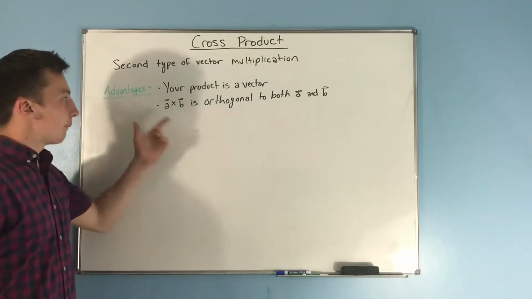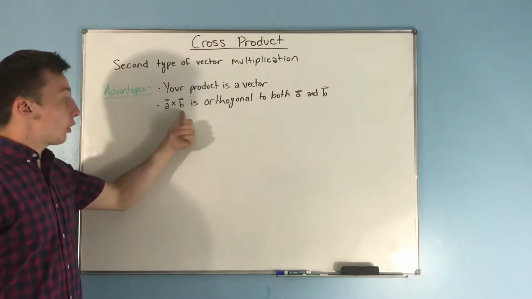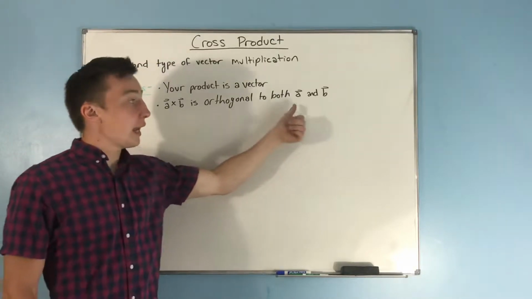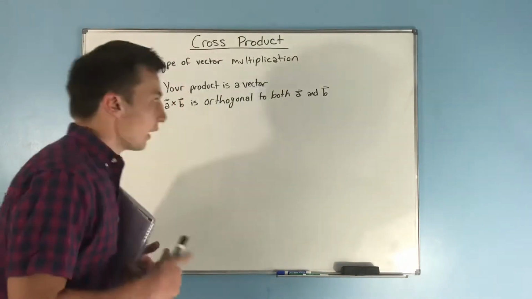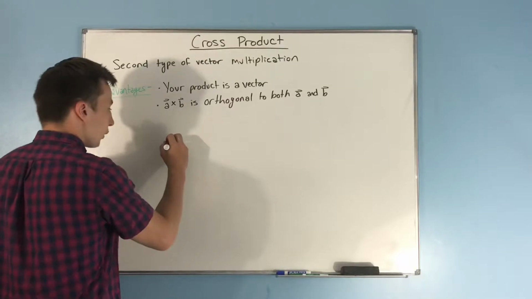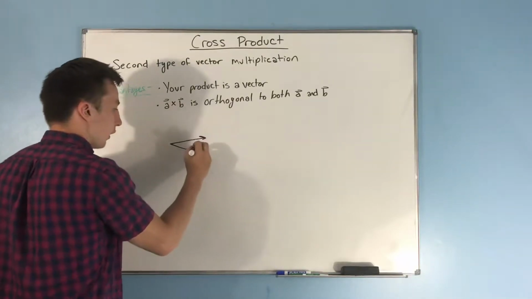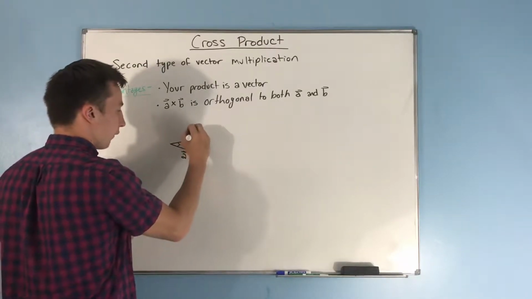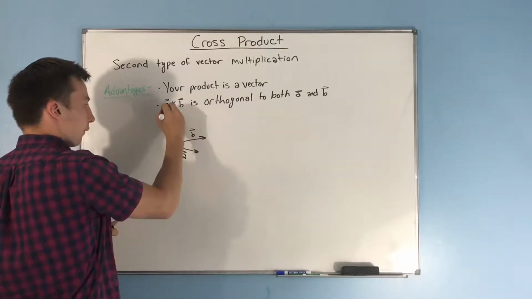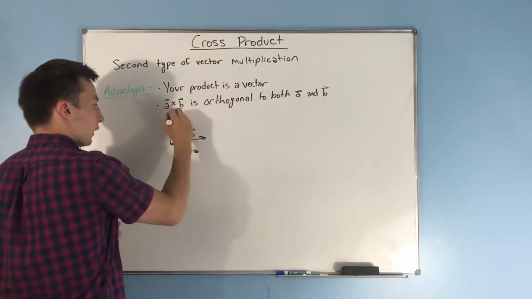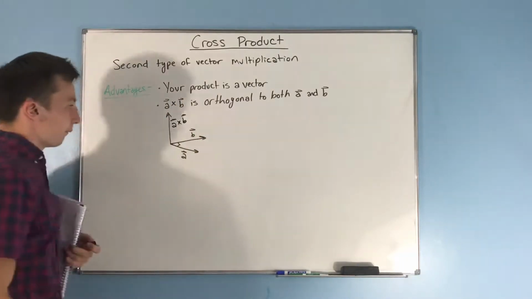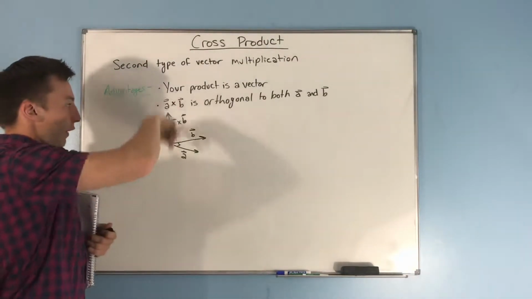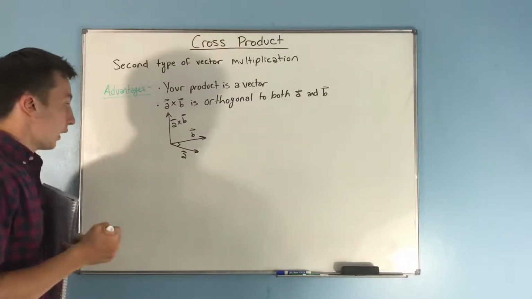Another advantage is that A cross B, that's how you say it, is going to be orthogonal to both A and B. So basically what you end up with is a normal vector. Say that you have both A and B, and this is a right angle. Well, that vector right there is going to be A cross B. It's a vector that is orthogonal to both of those vectors.